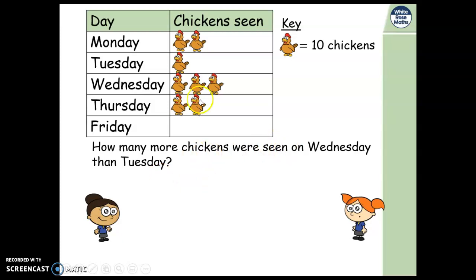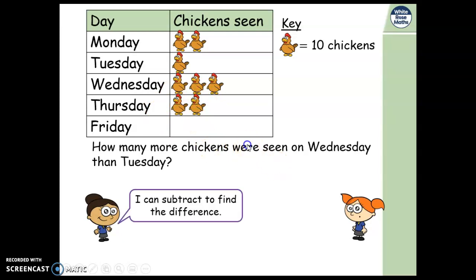How many more chickens were seen on Wednesday than Tuesday? So these are the sort of key questions that will be asked. So how many more chickens were seen, or what's the difference between? So it's looking at, for example, 2 days in this instance, and what's the difference between them. So on Wednesday, okay, we have 30 chickens. On Tuesday, we have 10 chickens. If I take away 10 from each, I will have the difference. 30 take away 10 equals 20.